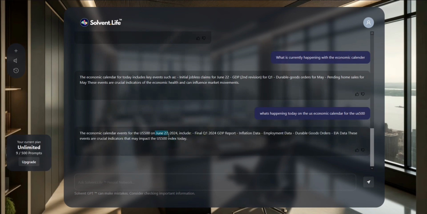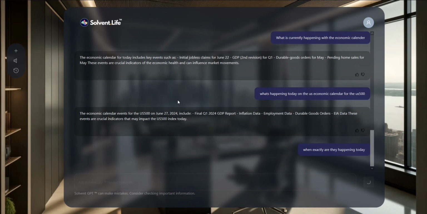So currently, on June 27th, which is today, fantastic, there's the final Q1 report for the GDP report. There's inflation data today, employment data, durable goods orders, EIA dates. These events could be crucial indicators that may impact the US 500 index today. So now we can ask, when exactly are they happening today?